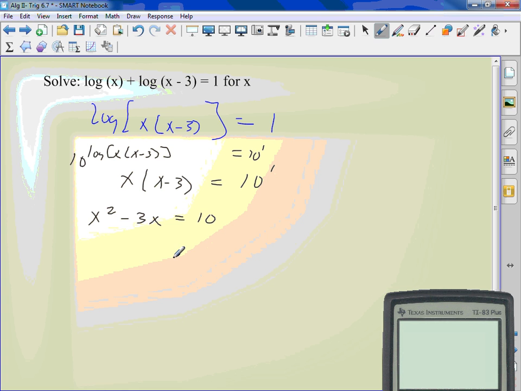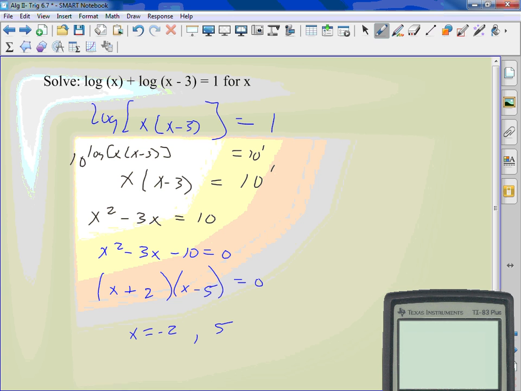Try to factor. What do I have to do first, though? x squared minus 3x minus 10 equals 0. I need to try to factor, complete the square, use the quadratic formula, whatever way you want to solve the quadratic. I'm going to try to factor it. x and x. One has to be plus, one has to be minus. The bigger one has to be minus. Two numbers that multiply to give me negative 10 and add to negative 3: positive 2, negative 5. My answers are negative 2 and 5.